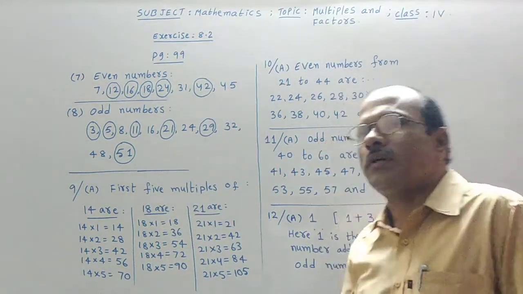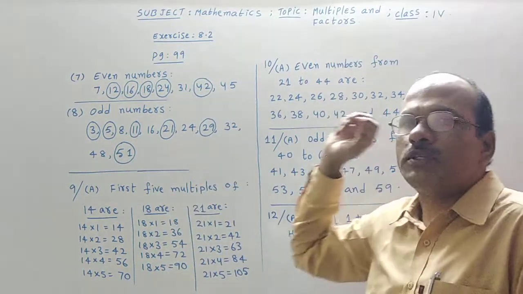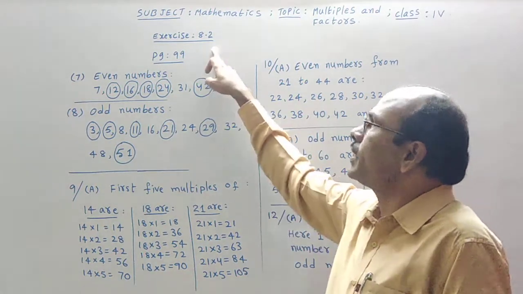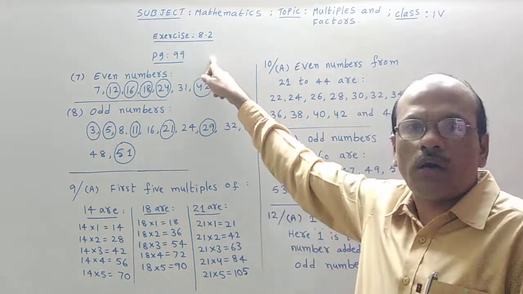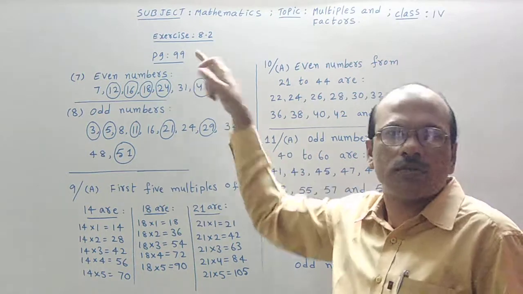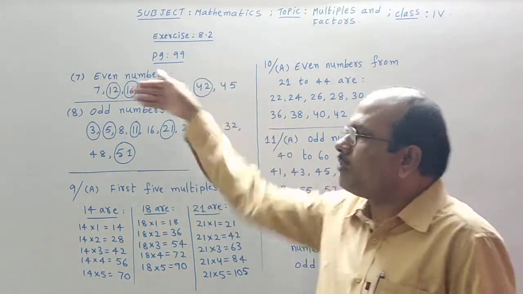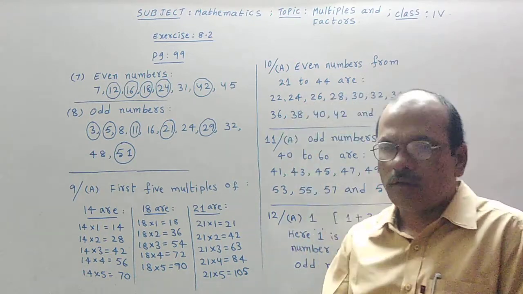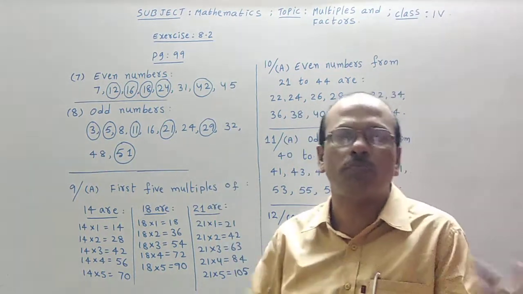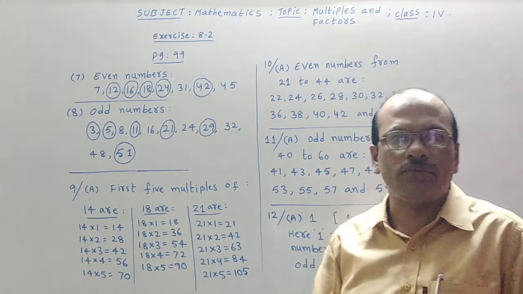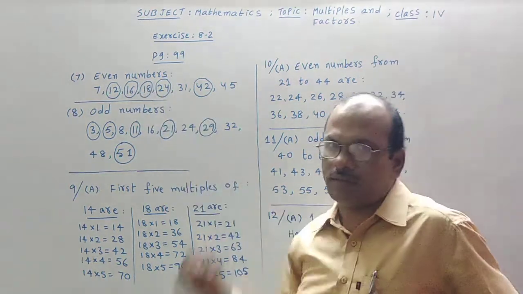We were in the chapter Multiples and Factors, exercise 8.2. All of you take out your maths textbook for page number 99. Let us see from question number 7. Up to the 6th one we finished in the previous class. Let us see from the 7th.